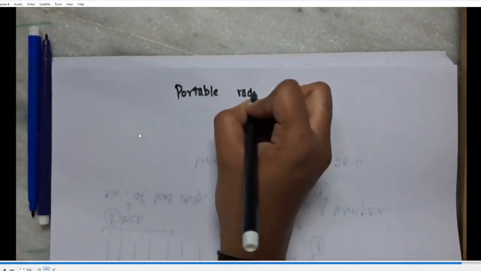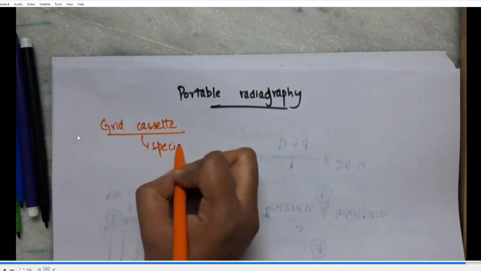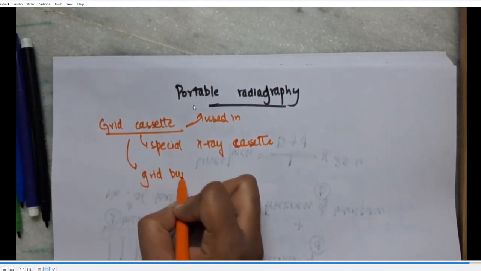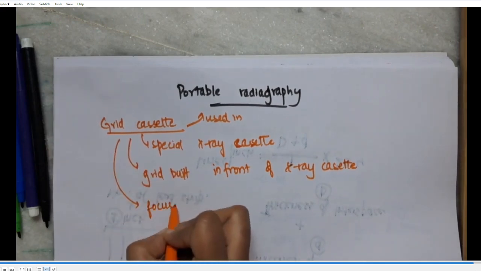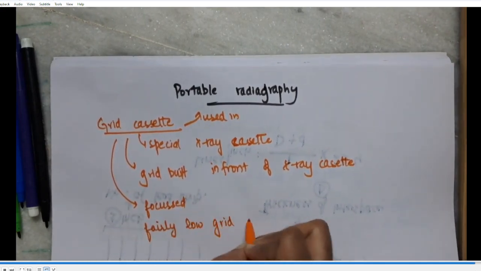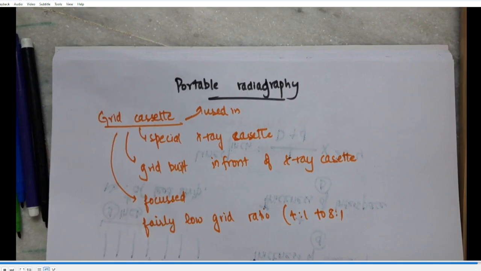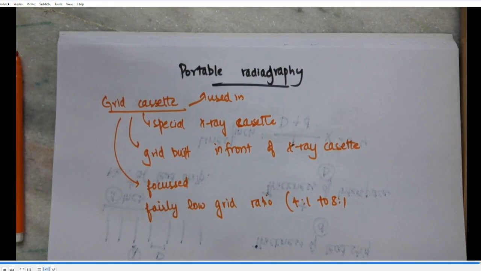Then there is one more thing, which is portable radiography. In portable radiography, a grid cassette, or grid front cassette, is a special X-ray technique in which a grid is built into the front of the X-ray cassette. Most grid cassettes are focused grids and have a fairly low grid ratio of around 4:1 to 8:1. So these are the important points and terminology of grids. Thank you.